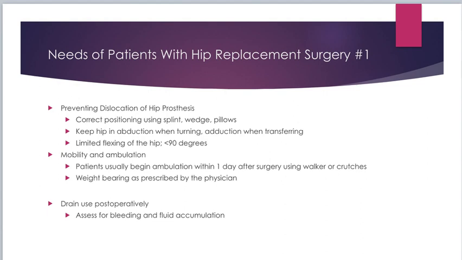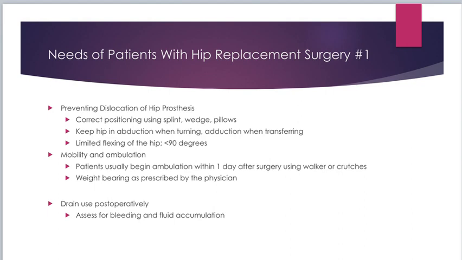When we have a patient with hip surgery, we want to prevent dislocation of the hip prosthesis. So that means we have to limit the flexing of the hip. They can't bend down more than 90 degrees. And we have to keep the hip in abduction when turning, adduction when transferring, so we don't pop that out of its location.